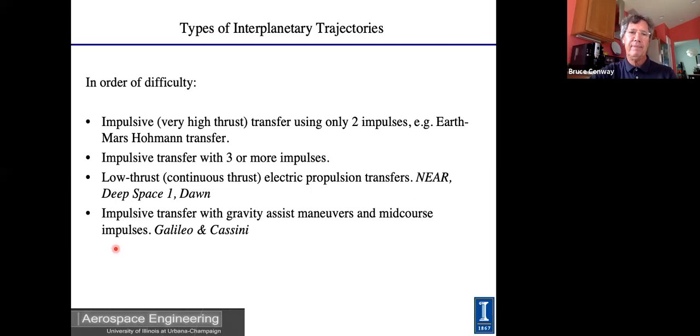And then finally, the most difficult case to consider, well, maybe I shouldn't say most difficult. The most difficult we've done so far is impulsive chemical rocket transfer using gravity assist maneuvers and possibly some mid-course impulses. I could add what would be the very most difficult case, which would be low thrust transfer combined with gravity assist maneuvers, but I don't know of any that we've done so far.